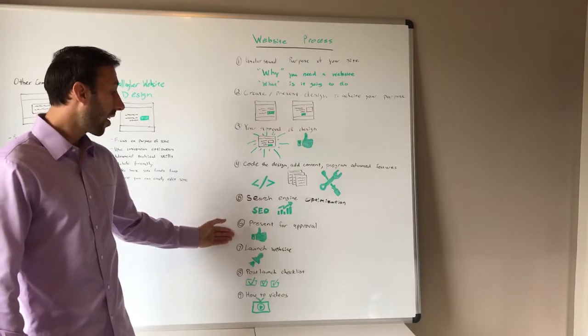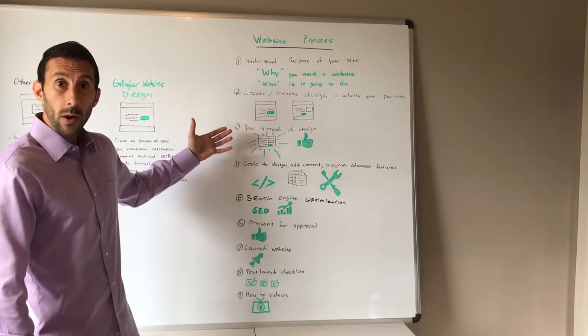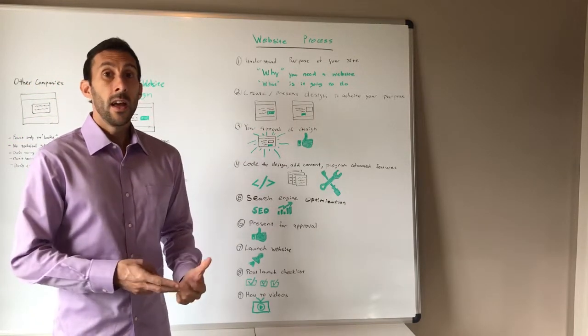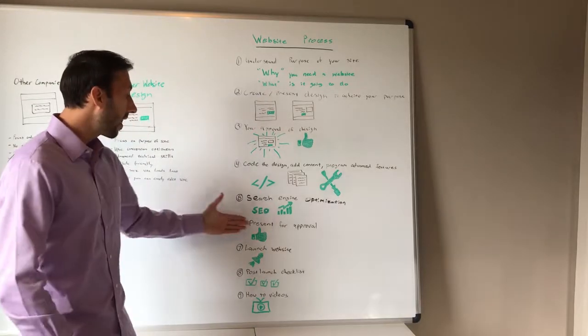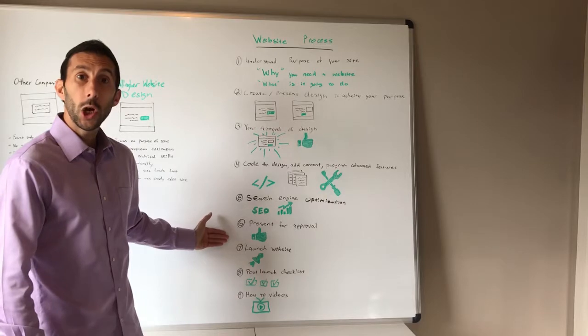So that's step number 6. We present it to you for approval. We go through the entire website with you. We look over it with you. We find out if there are any changes needed, any adjustments, and we make those at that point until you approve that it's completed and ready to go live.